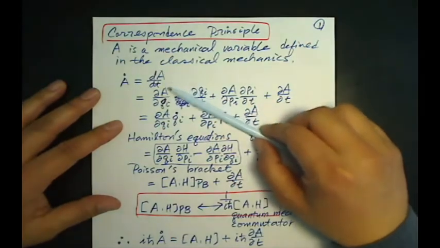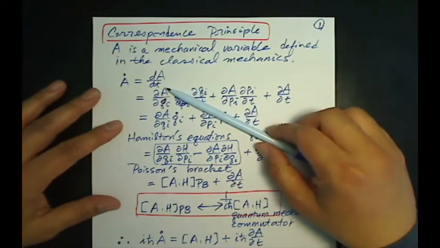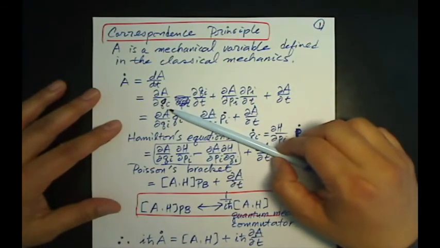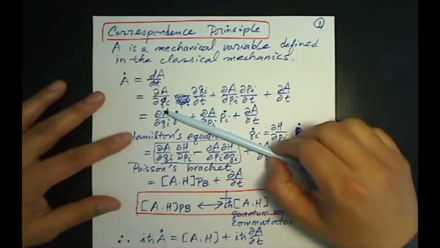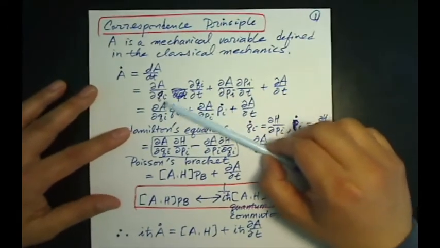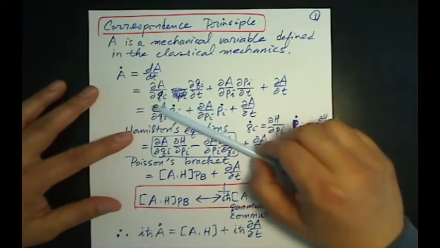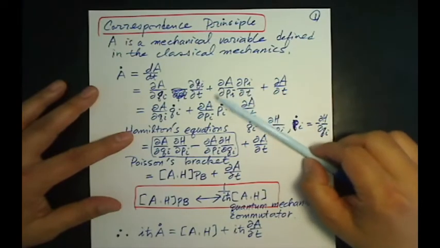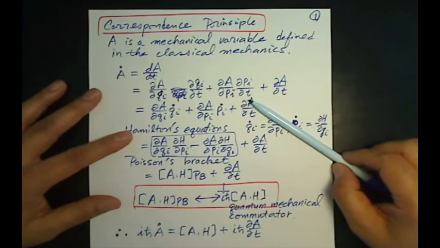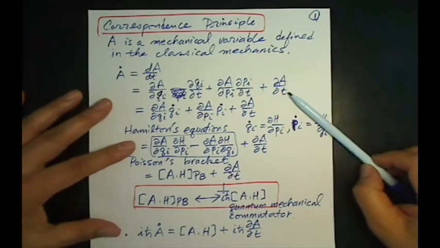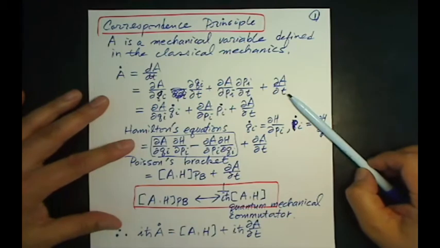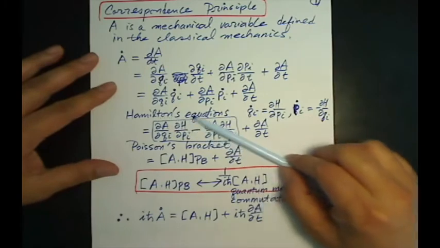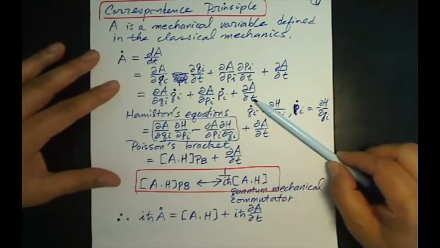It is the total time derivative of the mechanical variable. The mechanical variable is a function of a coordinate and its conjugate momentum, so the chain rule can be applied: the partial derivative with respect to the coordinate times the time derivative of the coordinate, plus the partial derivative with respect to the conjugate momentum times its time derivative, plus the partial time derivative of that mechanical variable. We apply Hamilton's equations to rewrite this.